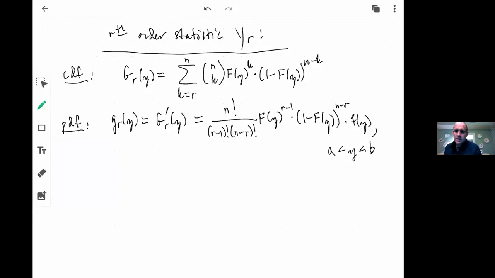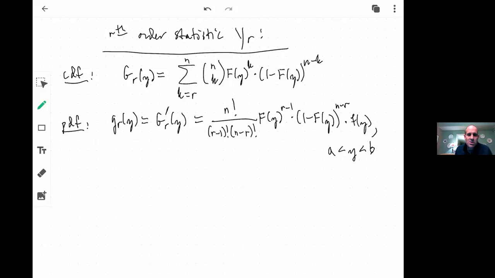All right, let's do an example with this stuff. So we have the rth order statistic, which if you'll recall comes from taking some number n of independent identically distributed (IID) random variables. Capital F was the CDF for those random variables, and little f was the density, or the PDF, for each one of those individual random variables.